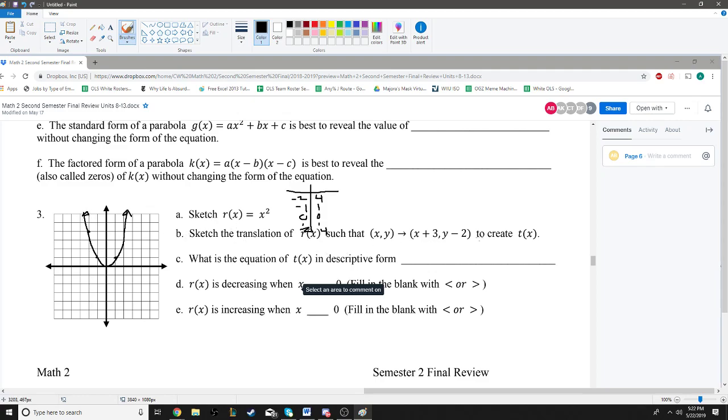So to sketch the translation, this says go right 3, down 2. So we go right 1, 2, 3, down 1, 2. Right 1, 2, 3, down 2. And you just take basically every point and go right 3, down 2. Okay. And here's the new one.